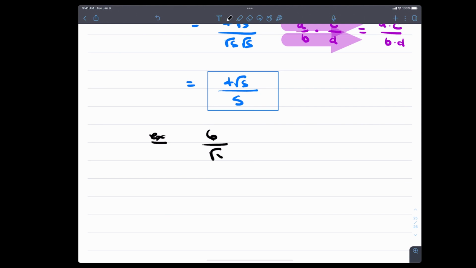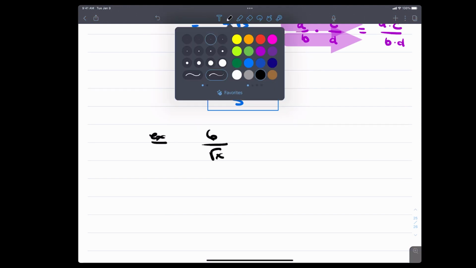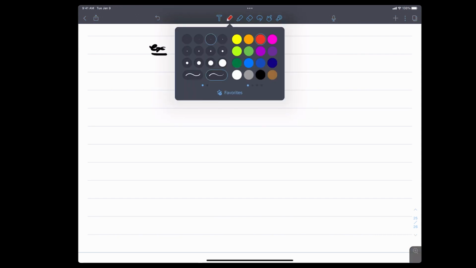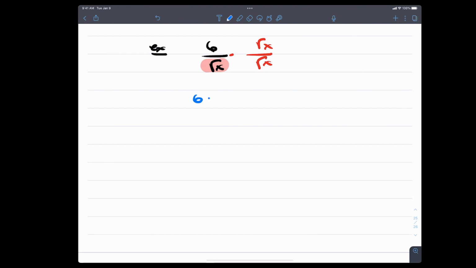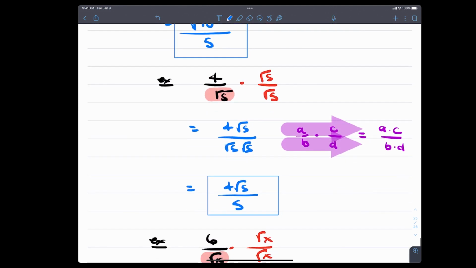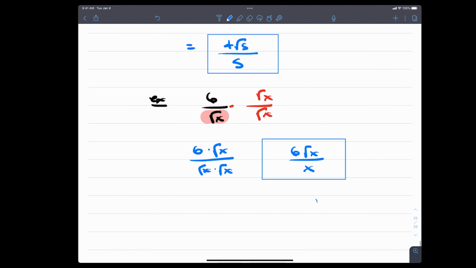Six over the square root of x now. Okay, what do you do here again? Multiply by the what? Square root of x. Good. Always that radical. So this is 6 times the square root of x over square root of x times the square root of x. So I get 6 square root of x over. What's the square root of x times square root of x? There it is.